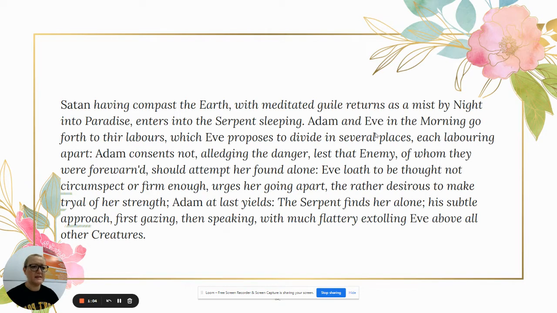And I've just put here this little bit from these little introductions that Milton was asked to write when he turned the epic from 10 books into 12. Great timing. Excuse me, hay fever season is on us.